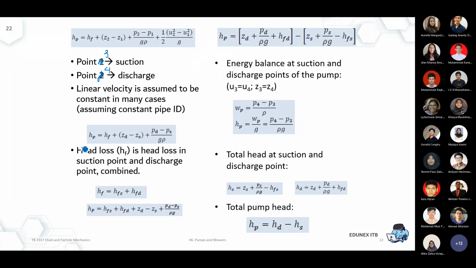Because now we want to separate everything before the suction and everything after the discharge. So that's the purpose of this part of the calculation. Later on, we want to get the head generated by the pump. The head of the pump generated will be the difference between the total discharge head minus the total suction head. The difference will be simply the head generated by the pump.